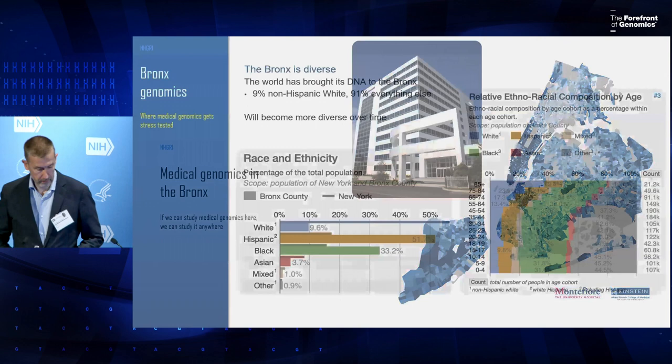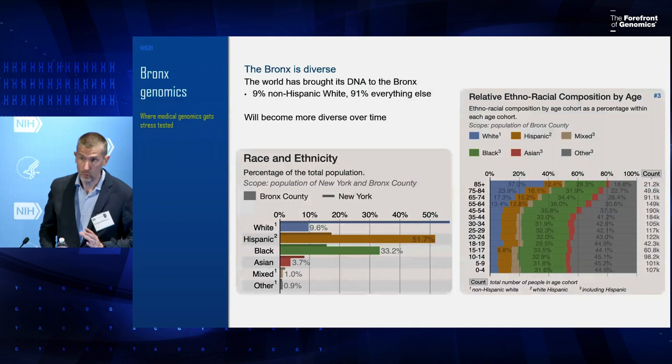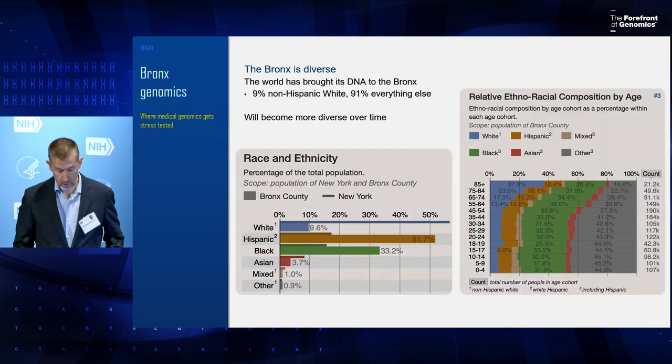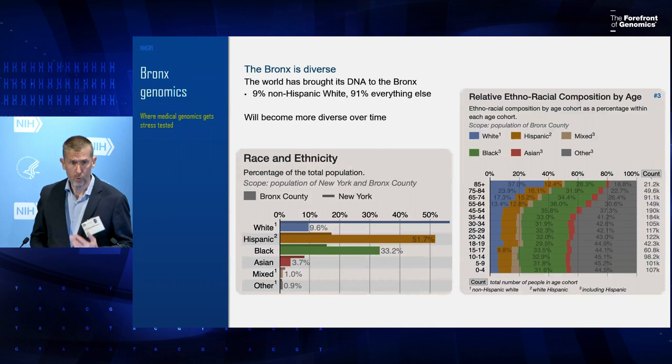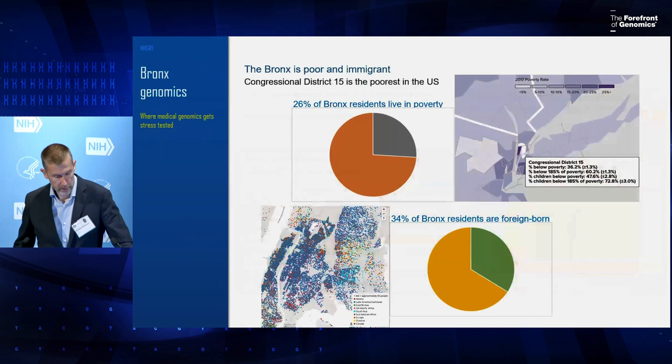The Bronx is diverse. 9% of the Bronx looks like me, Northern European white. 91% is everything else imaginable. And it's going to get even more diverse with time, because what you're seeing is that a lot of the older folks are disproportionately Northern European white. We're going to see this non-gentrifying borough become more diverse with the passage of years. It's where the poor and immigrant populations live.